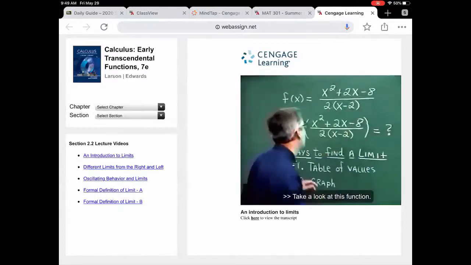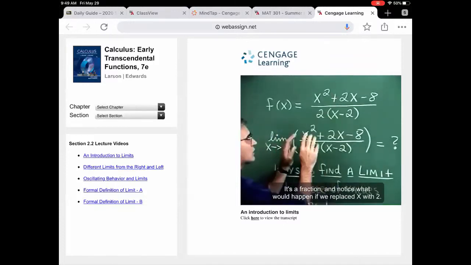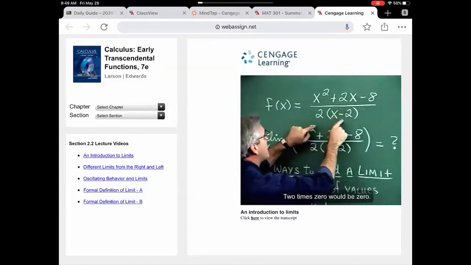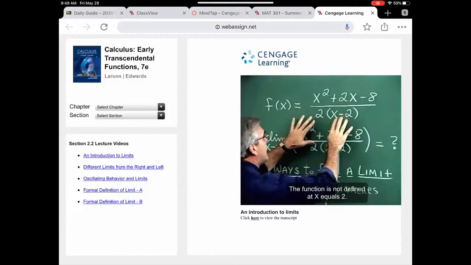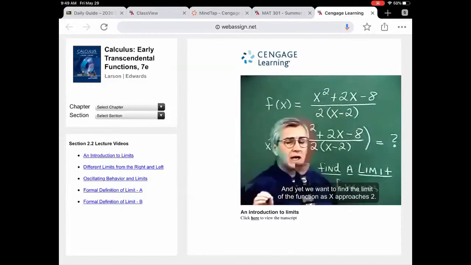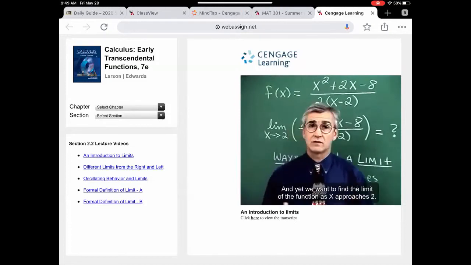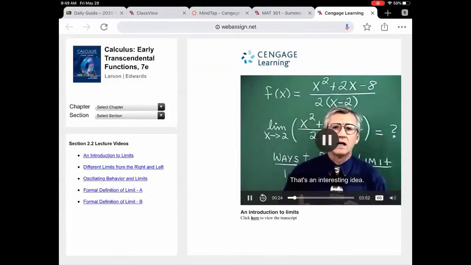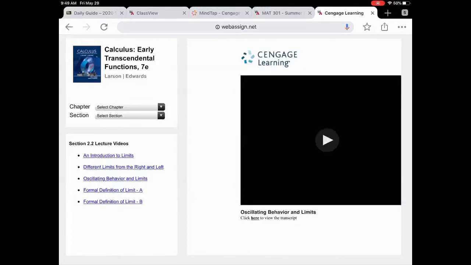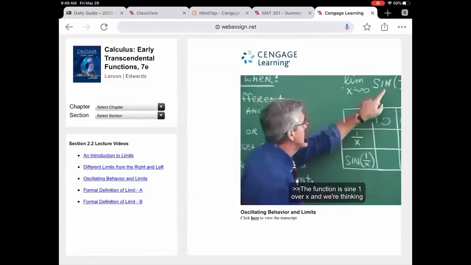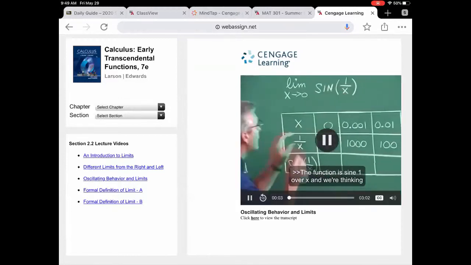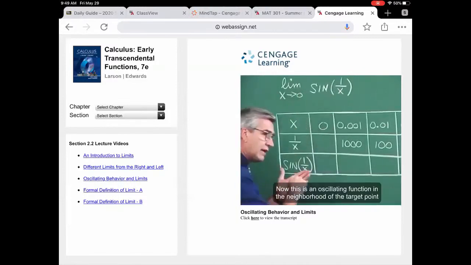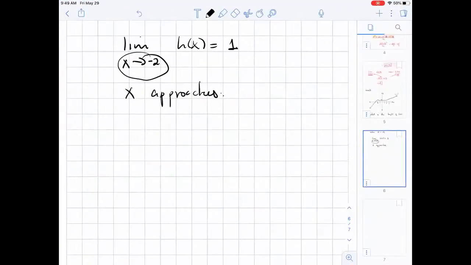Take a look at this function. It's a fraction. If we replaced x with 2, in the denominator we would have 2 minus 2, which is 0. The function is not defined at x equals 2, and yet we want to find the limit of the function as x approaches 2. You need to watch these videos. They're very short, 3 to 4 minutes. This one is sine 1 over x, and we're thinking about the limit as x approaches 0. This is an oscillating function. There are tons of videos here to help you. So please make sure you look at them.